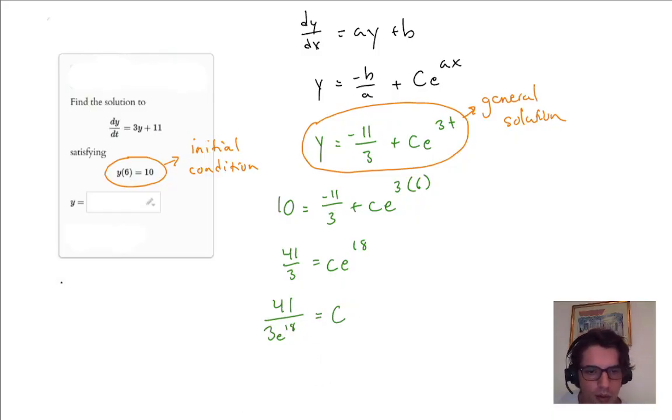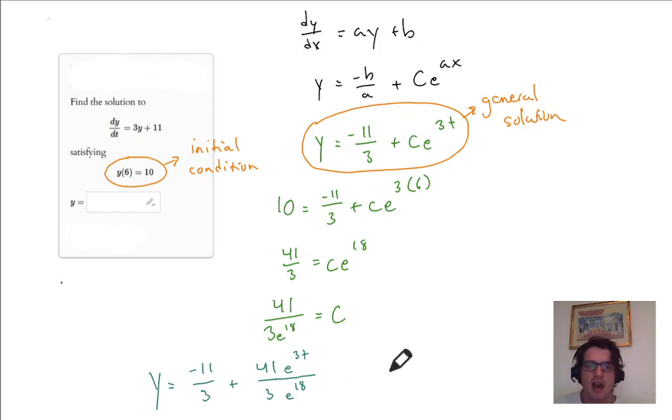Okay, so plugging that in for c, we get y equals negative 11 over 3 plus 41 over 3, I'm going to write this like this, e to the negative 18. And we can rewrite this just so that the e's are all together, and let's put everything over 3. So negative 11 plus 41 e to the 3t minus 18, over 3.